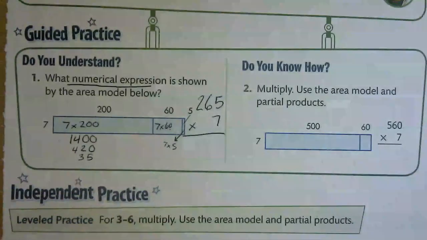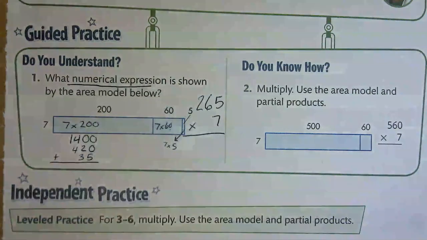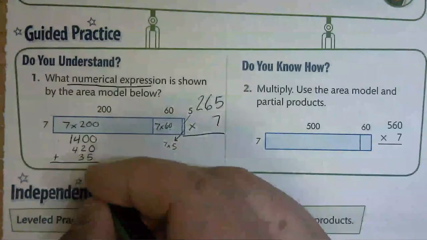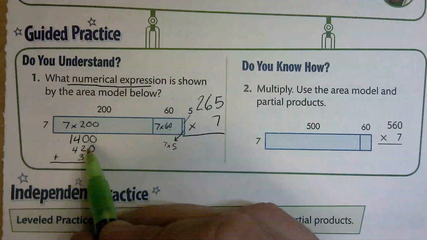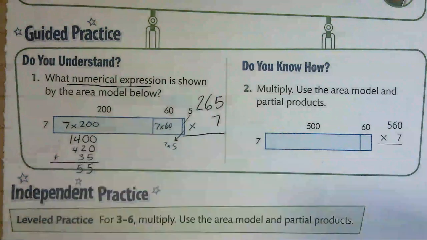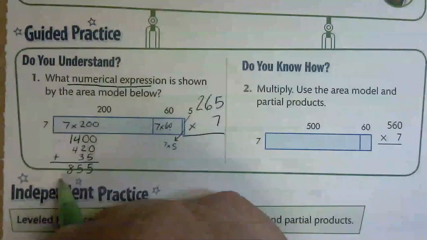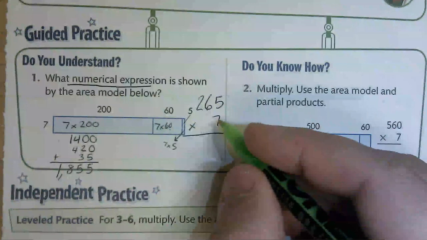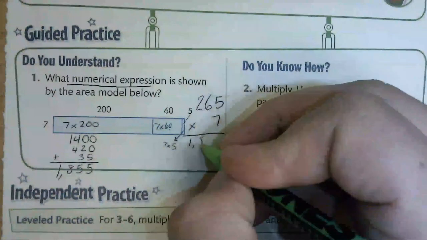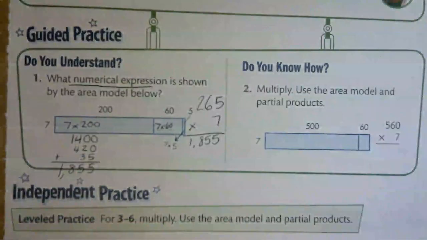Again, I hope you're writing all this down. This is what you're going to be practicing today. Once I've done all of that, I can add this up. 0 plus 0 plus 5 is 5. 2 plus 3 is 5. 4 plus 4 is 8. 1 plus nothing is 1. So what is 265 times 7? Well, it's 1,855. All right? That's how we're going to do it.